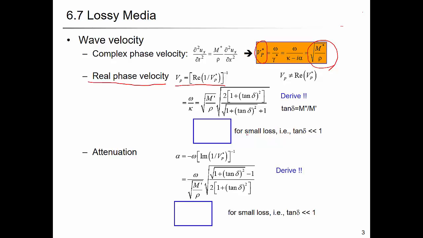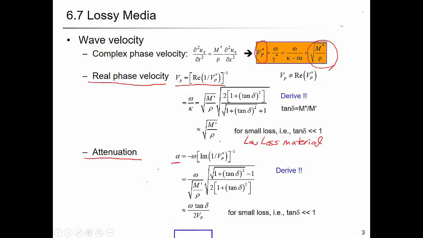And because we are talking about the small loss or the low loss material, then you get the simplified version, the square root of the constant modulus over density. And what about the attenuation? So here you have alpha, and if you derive the equation, then you get this final value: omega, the angular frequency, times tangent delta, over 2 times the P wave velocity.